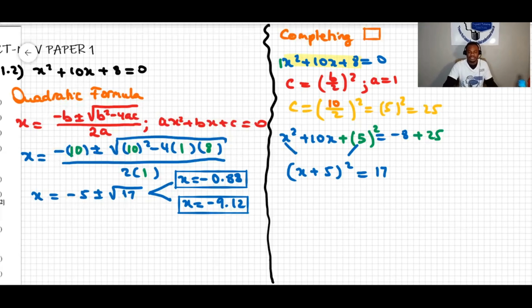Sometimes I get asked this question: where did the 10x go? If you expand this bracket here, you will retrieve each term of the previous line. I'll leave that for you to check. Just do x plus 5 times x plus 5, and you're going to find all this. Now, to solve this, we have x plus 5 to the power of 2 equal to 17. We can just square root both sides, because we need to find x, so the square root will cancel the power of 2, and then we are left with x.